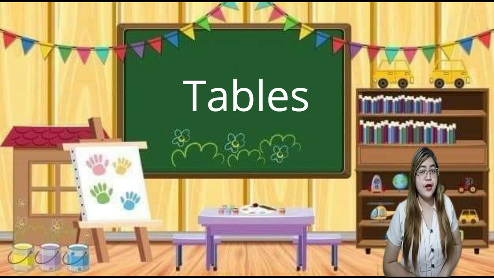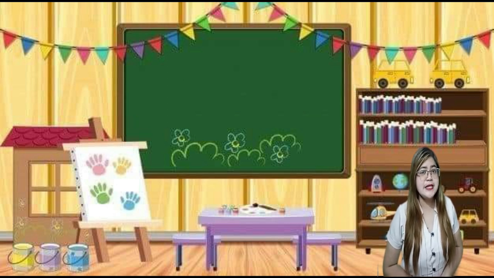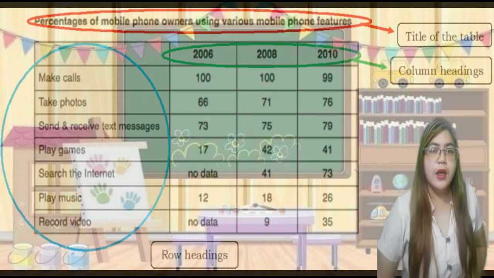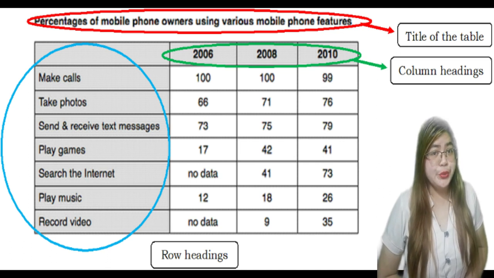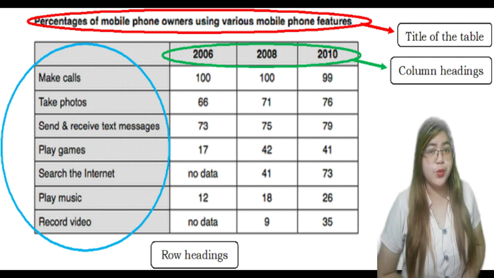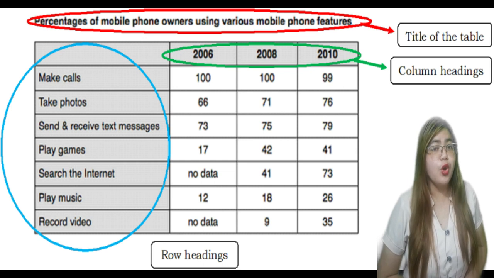Then, we have tables. These textual aids are not any more new to us. Tables show information about facts and figures. These are arranged in columns and rows. Check on the example. Column headings are the ones in the green circle. These are used to identify the year when mobile phone owners use various mobile phone features, while row headings are used to identify the contents on the various mobile phone features that mobile owners used.